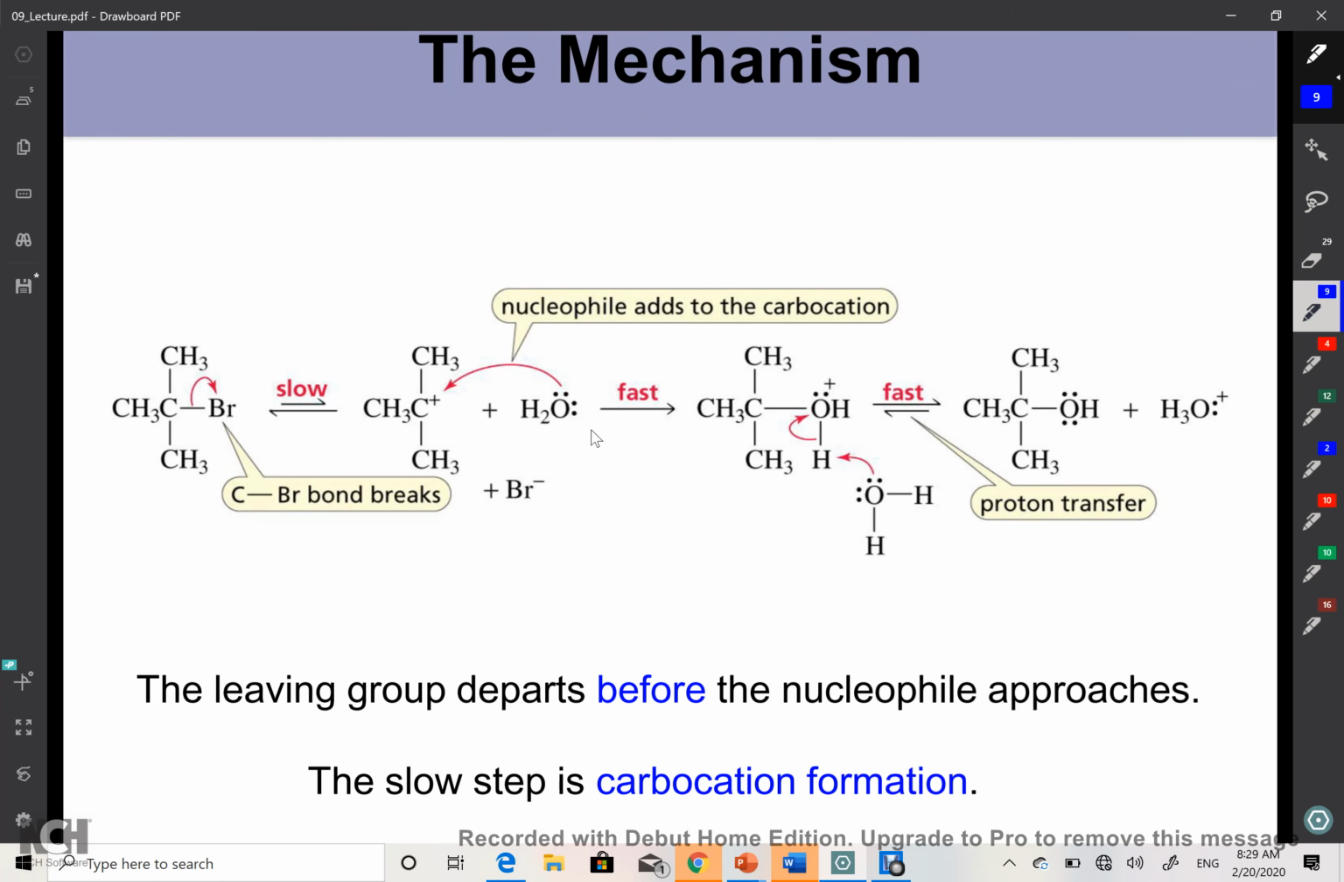Question. Yes. How can you tell if it's fast or slow again? The slowest step is always the formation of the carbocation. That's the slowest step, okay? In all the mechanisms that we've been doing, even in the chemistry of alkenes, if it involves the formation of a carbocation, then that will most likely be our slowest step.